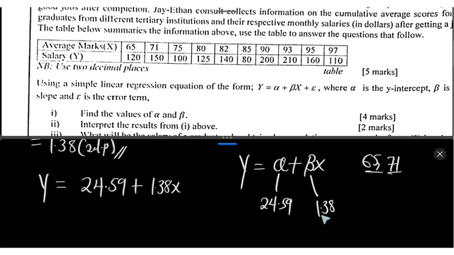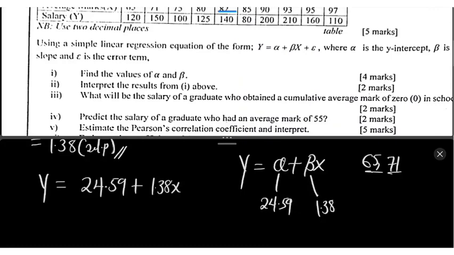So that is the interpretation behind the slope, which is 1.38. This tells us that it is the value which decreases or increases graduate salary whenever the student average mark changes, right? So that is the interpretation behind the slope of the equation. So let's take note of that.